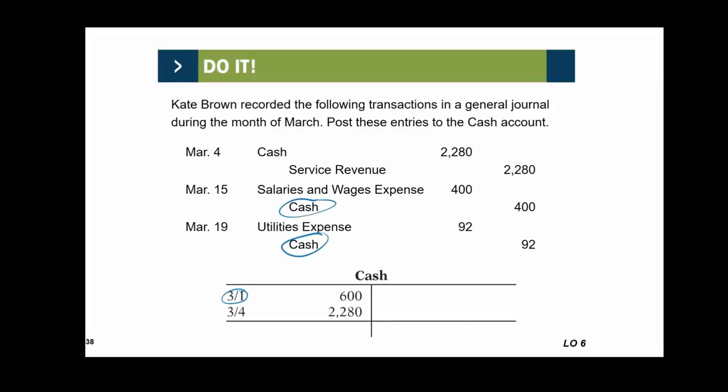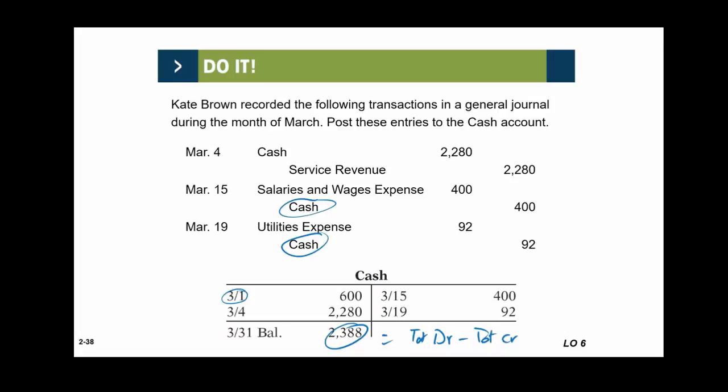So on the right side here, we put 315, and we'll put the credited amount 400. And then underneath that we put again March 19, we have the credit to cash for $92. Once this is done, we calculate the balance. Again, this balance is equal to total debits minus total credits.